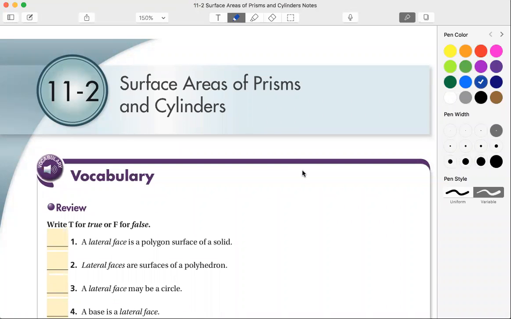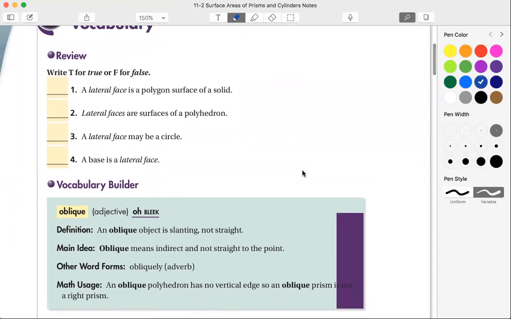All right, section 11-2, surface areas of prisms and cylinders. A lateral face is a polygon surface of a solid. That is true. Lateral faces are surfaces of a polyhedron. That is true. A lateral face may be a circle. False. The base is a lateral face. That is false.